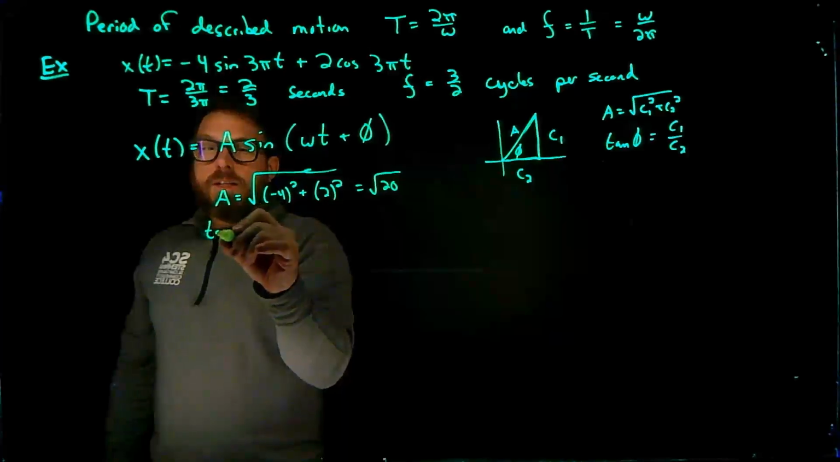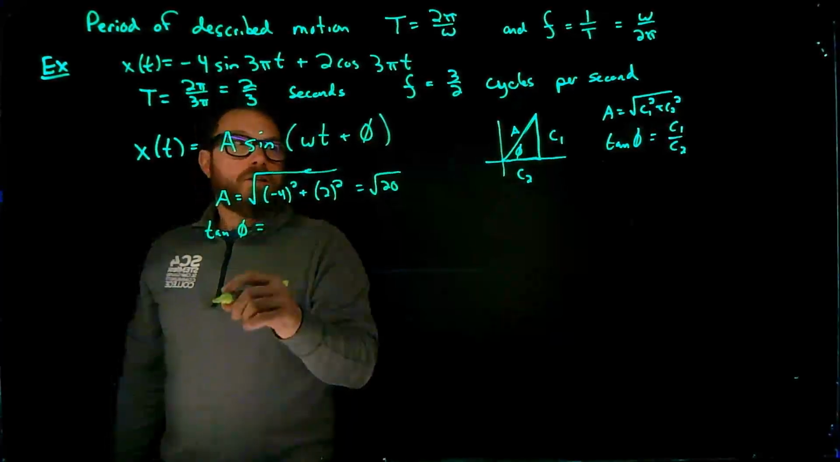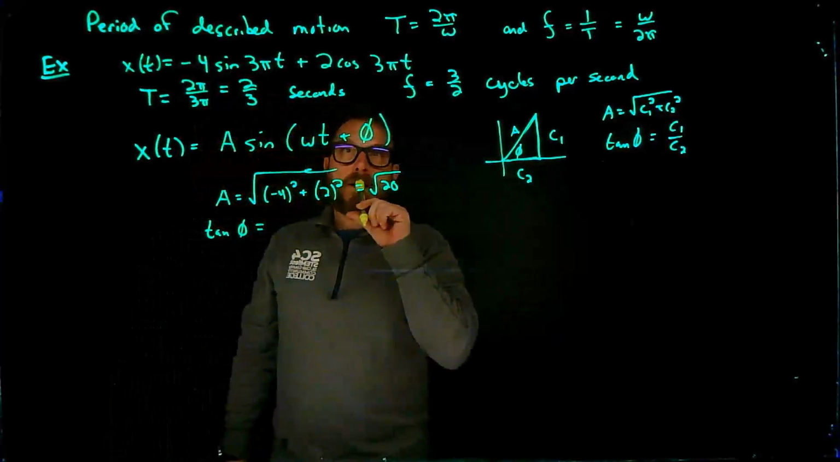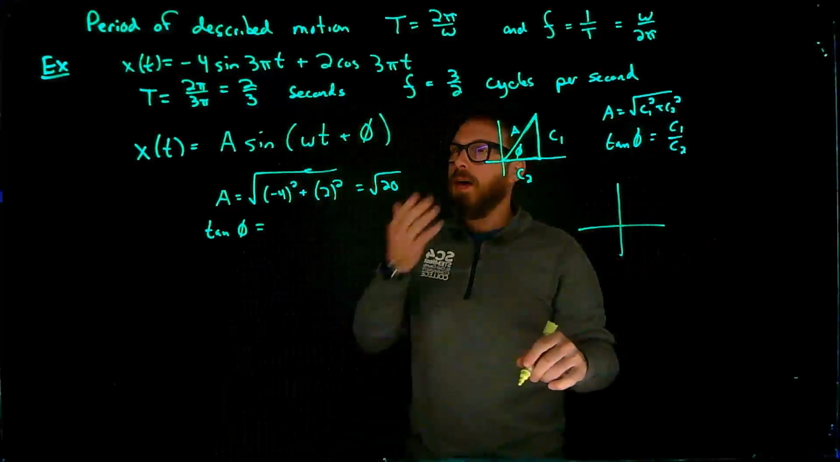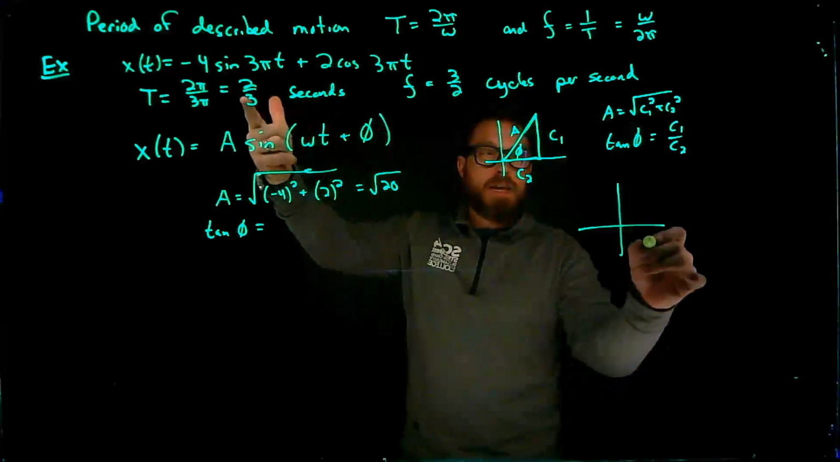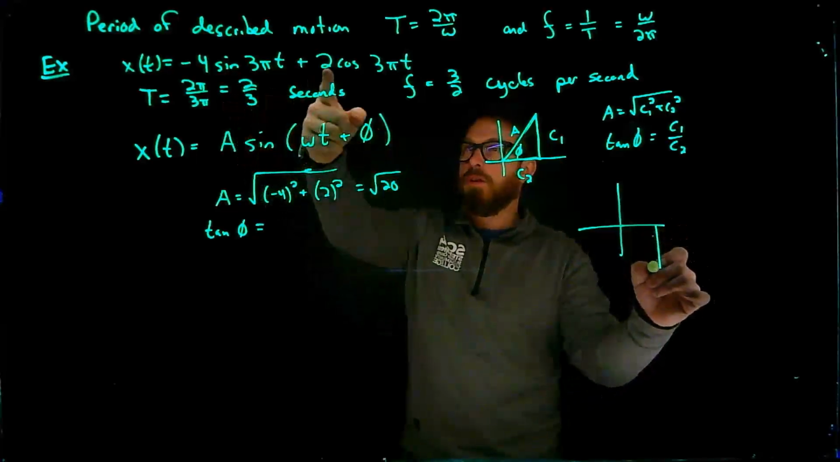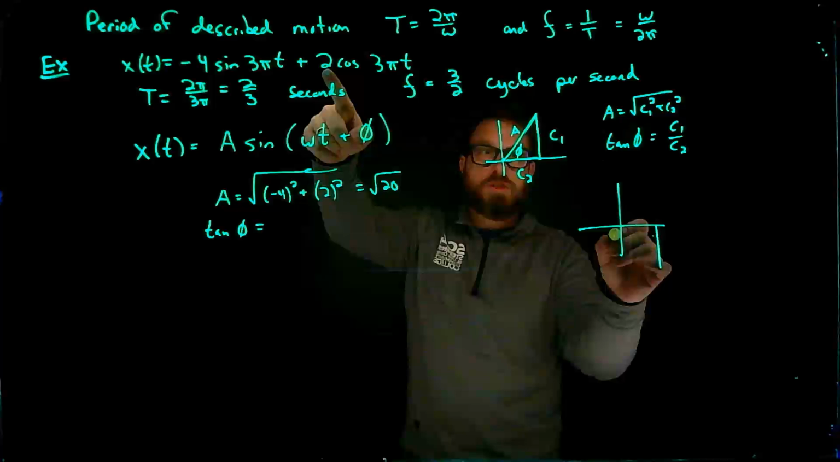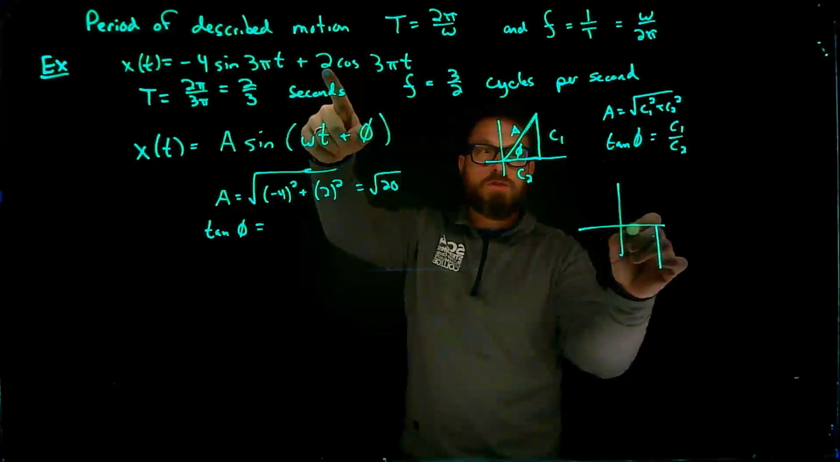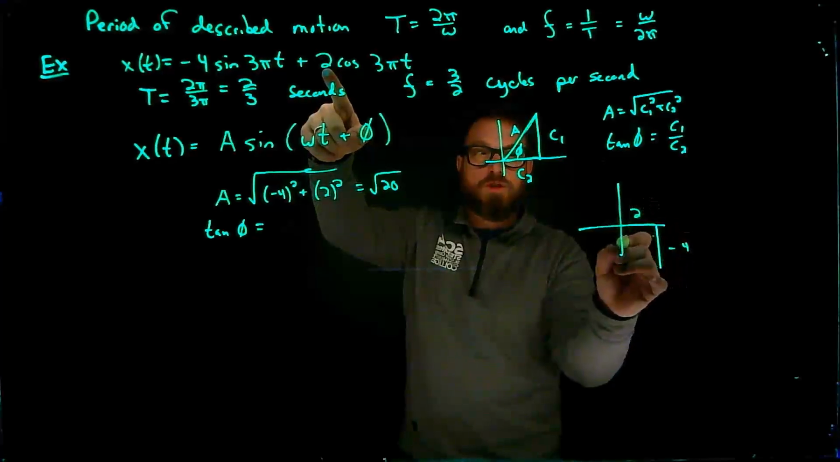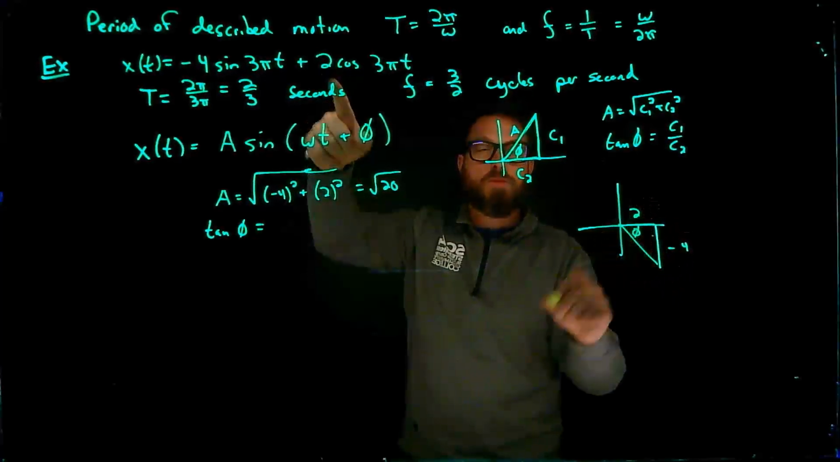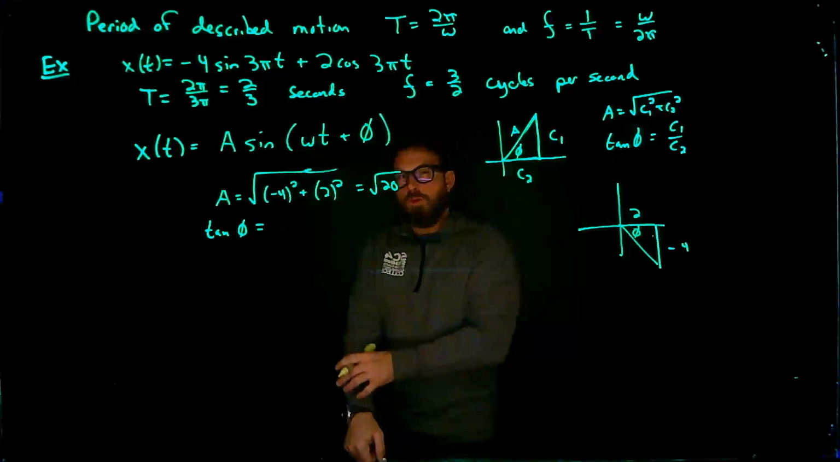And then I know that the tangent of phi is going to be equal to, we should draw this in its correct quadrant so we can see. So I know that the sine coefficient is negative, so this is going to be minus 4, and I'm saying the coefficients, and this is going to be equal to 2. So this is minus 4, this is 2. So when we're looking at our angle here, we know that we're talking about a quadrant 4 angle.